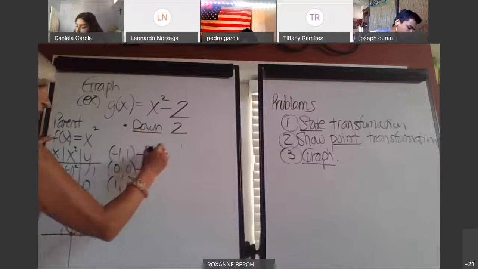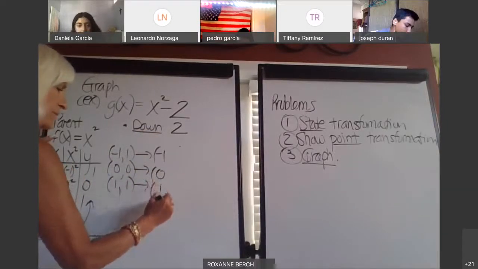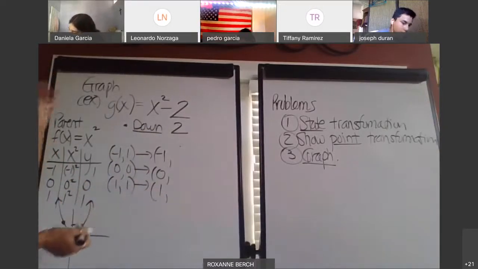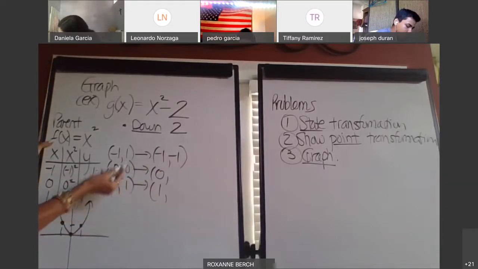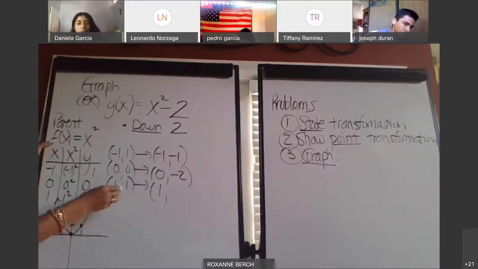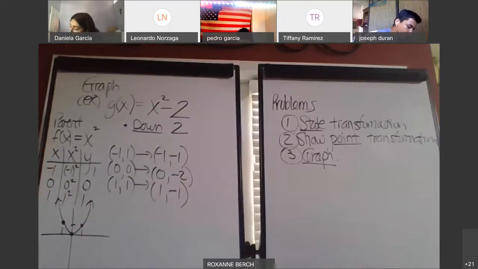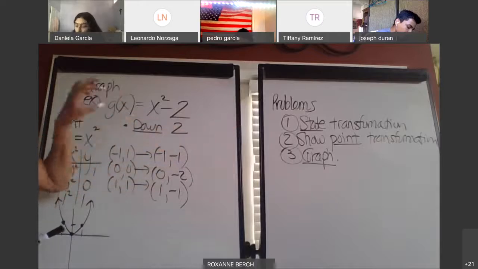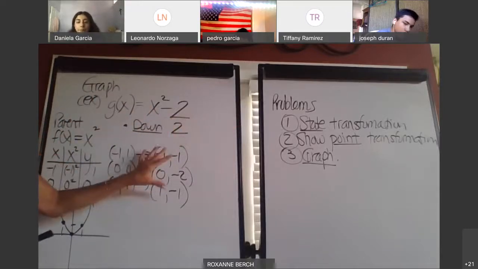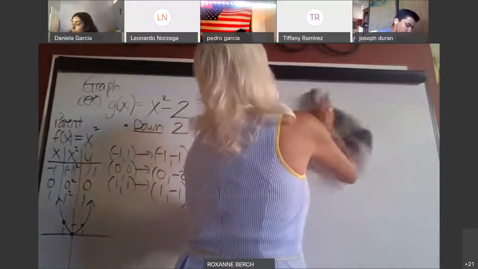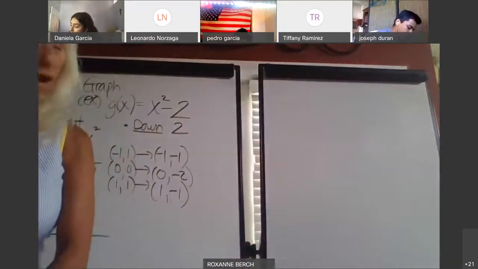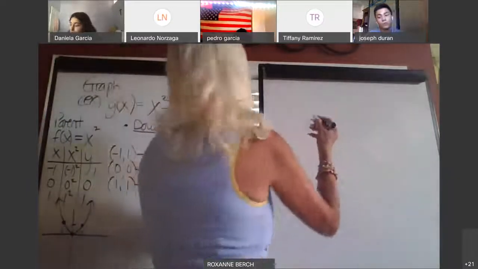So when we go down 2, the x value stays the same. So down means -2. So -2 plus 1 is -1. 0 minus 2 is -2. And 1 minus 2 is -1. And from there, we do the graph. So see how we're going to be doing it? All the problems, we're going to state the transformation. These are the transformational points. And then we're going to graph. So let's see if the graph looks like the parent translated down 2.